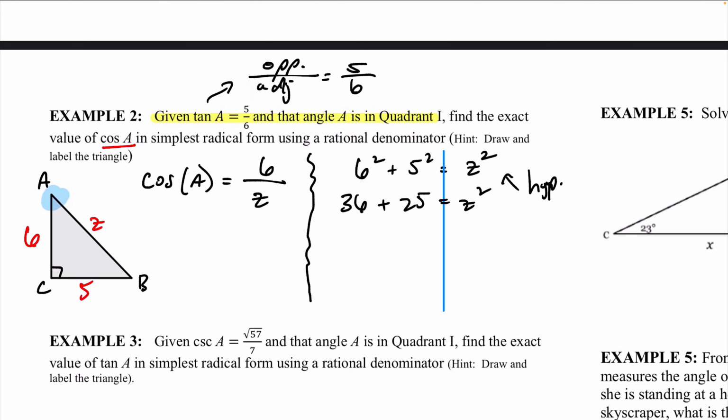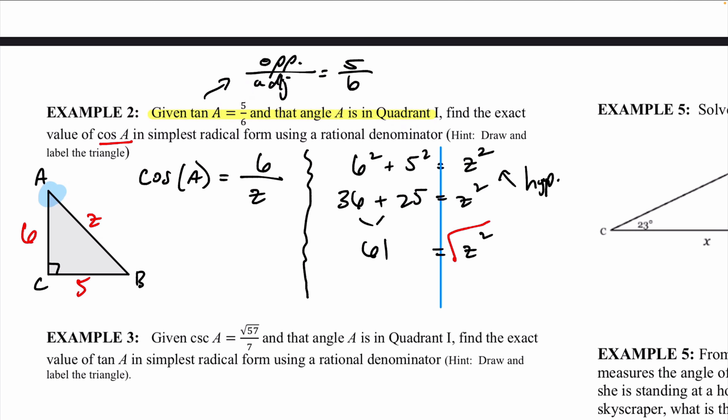What is 36 plus 25? 61. So does that mean the missing side's going to be 61? That doesn't really match. 5, 6, and 60, that doesn't really go together. What do I have to do before I can find Z? Square root. Yeah, do the opposite. Square root of 61. So how do I find the square root of 61?